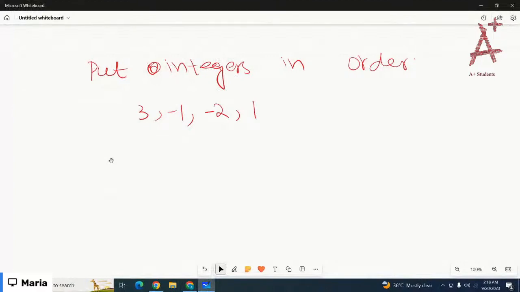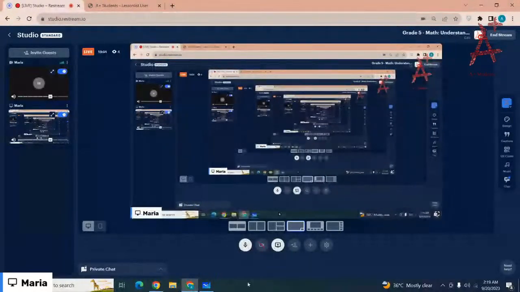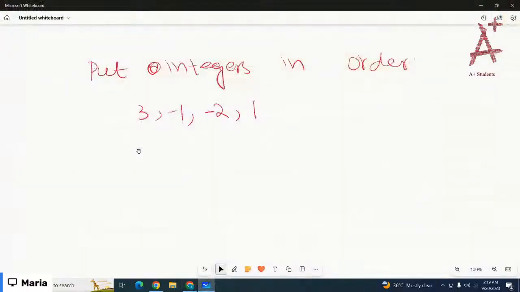Okay, what we have to do if we have to put them in order? How do we put integers in order? Can you see me also? I can hear myself now.